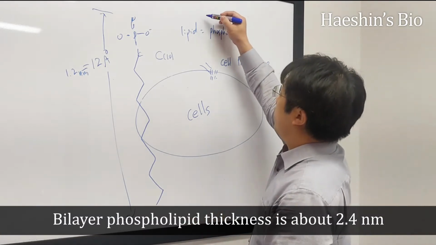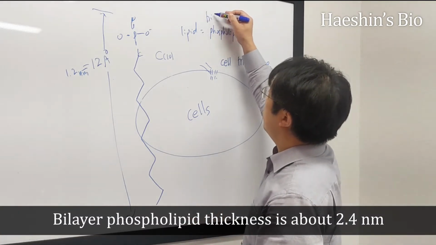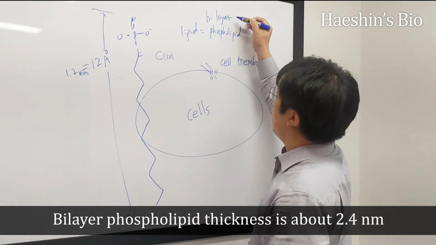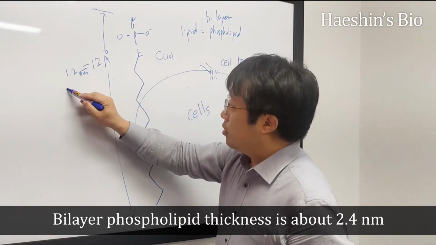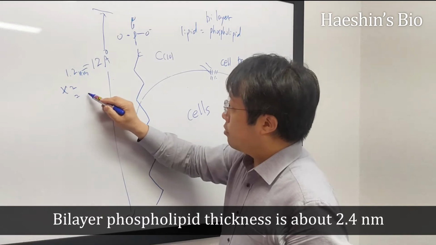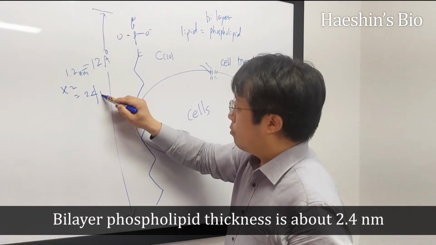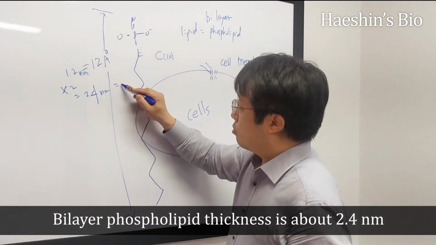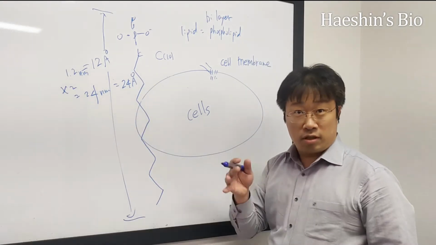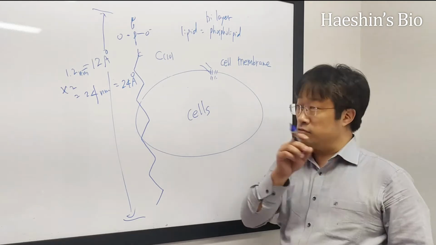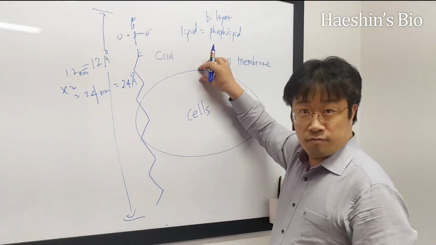So we have a bilayer of the phospholipid, which is times 2, about 2.4 nanometers, which is also 24 angstrom. This is about the size, I should say the thickness, of the cell membrane.